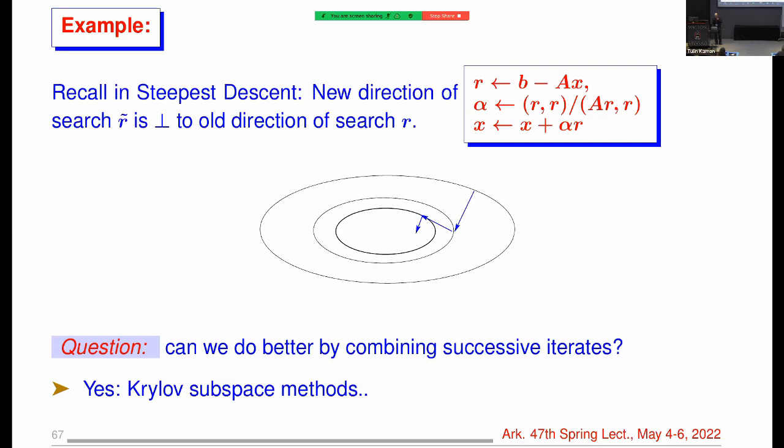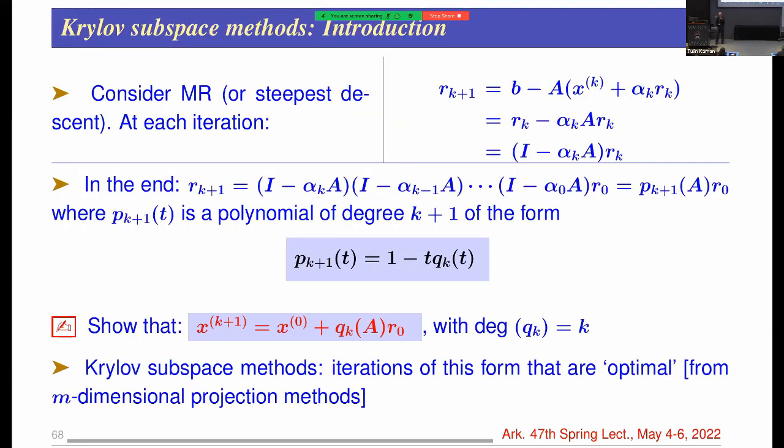So the question you ask is, can we do better by combining iterates? Essentially, these one-dimensional type methods are oblivious to what happened in the previous iterations. They're short-sighted, essentially. And you'd like to get something a little more efficient by combining these previous iterates. And that's what you get by looking at these Krylov subspace methods.